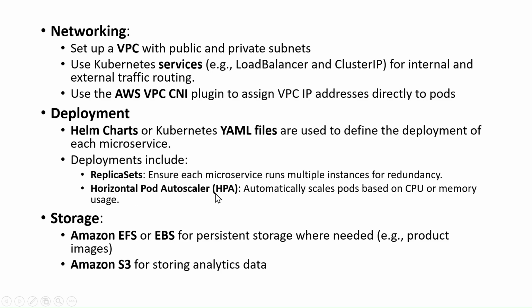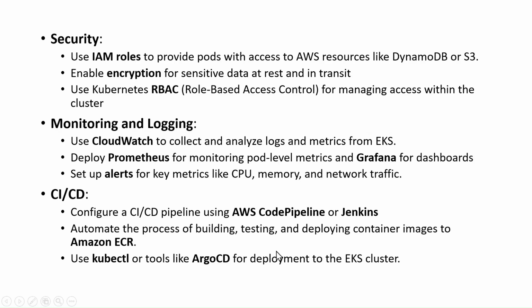And the horizontal pod autoscaler automatically scales pods based on CPU as well as memory usage, which we can define also. And when it comes to storage, Elastic Block Store is for persisting storage where needed, such as product images. Or we can store the data in S3 for analysis purposes.